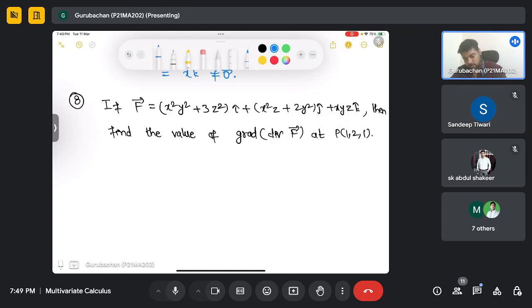So this is an easy question. I would expect from all of you to get the correct answer in the first attempt itself. Try this one.